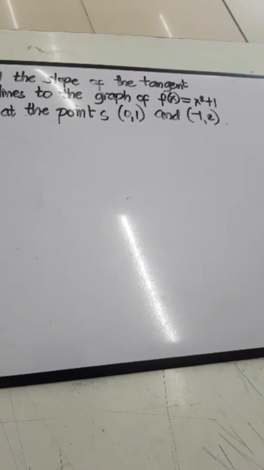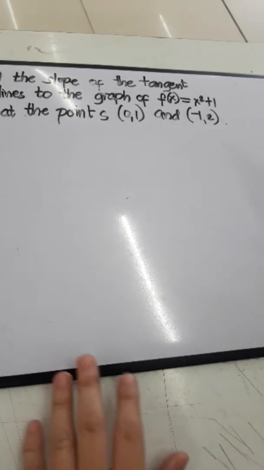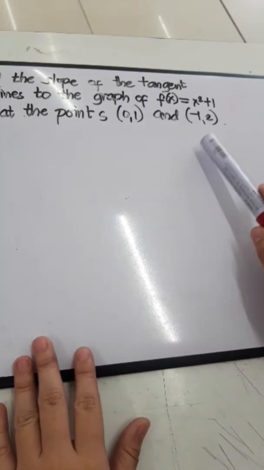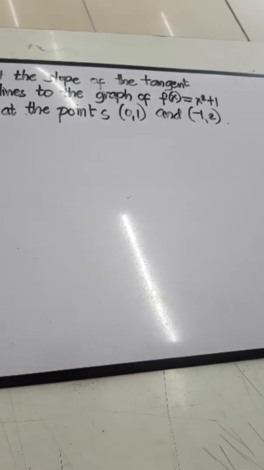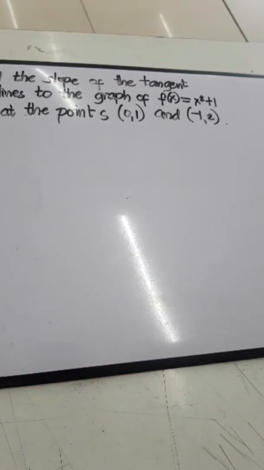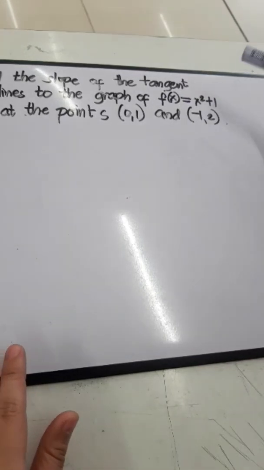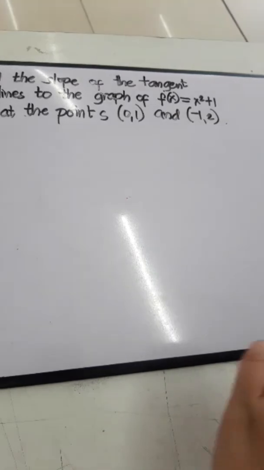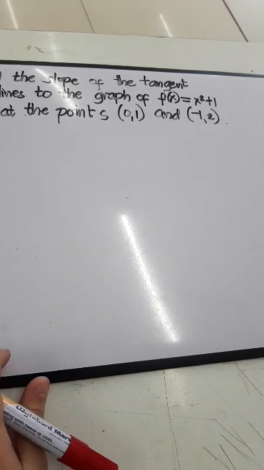So now we are going to proceed with another example. Find the slope of the tangent lines to the graph of f of x equal to x squared plus 1 at the points 0, 1 and negative 1, 2. Therefore, there are two tangent lines to our function x squared plus 1. So first, we find the slope.